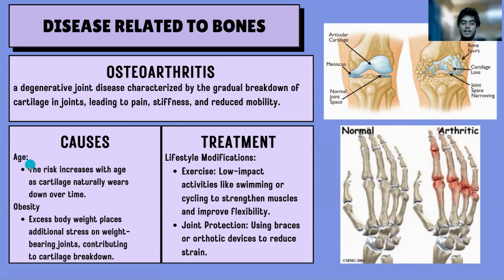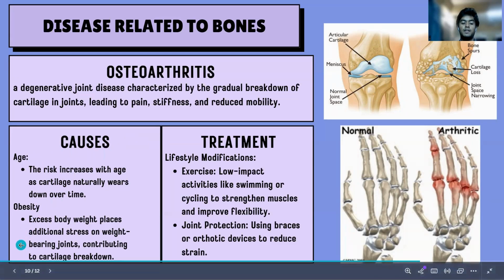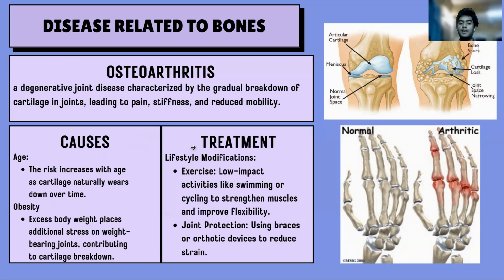First of all, age. The risk increases with age as cartilage naturally wears down over time. Next, obesity. Excess body weight places additional stress on weight-bearing joints, contributing to cartilage breakdown. Although osteoarthritis cannot be cured, there are multiple things a person can do to reduce the impact of osteoarthritis.